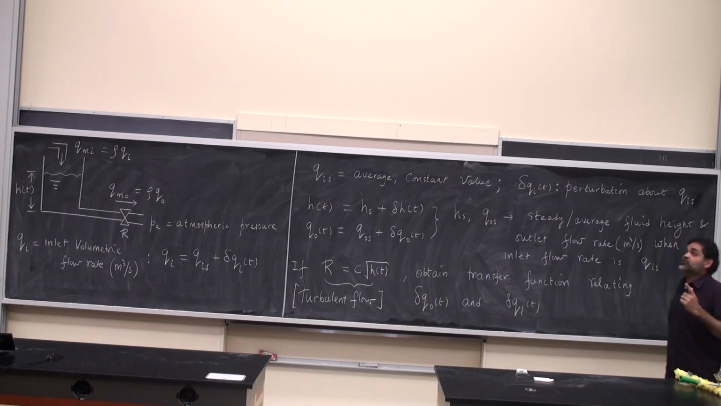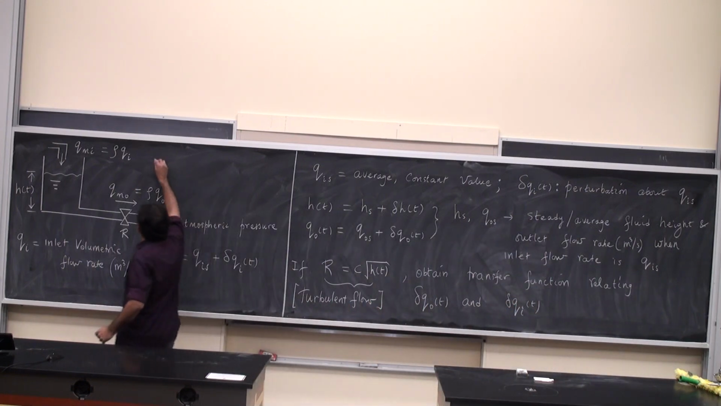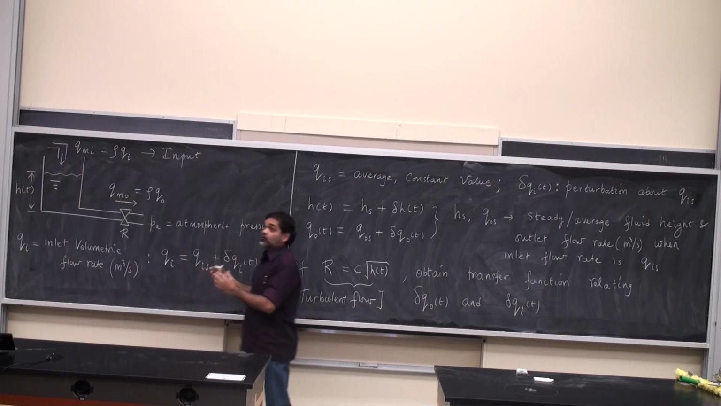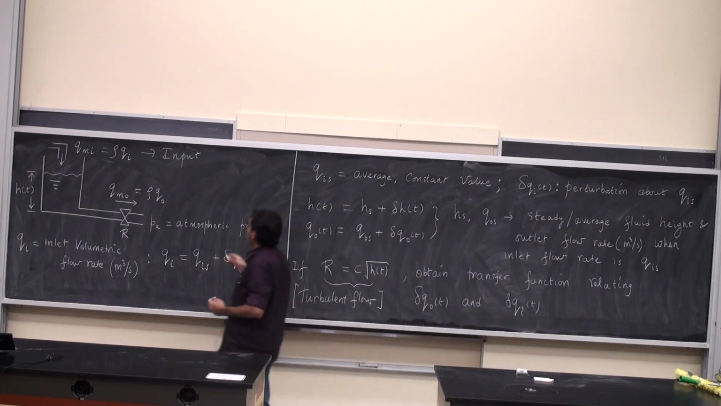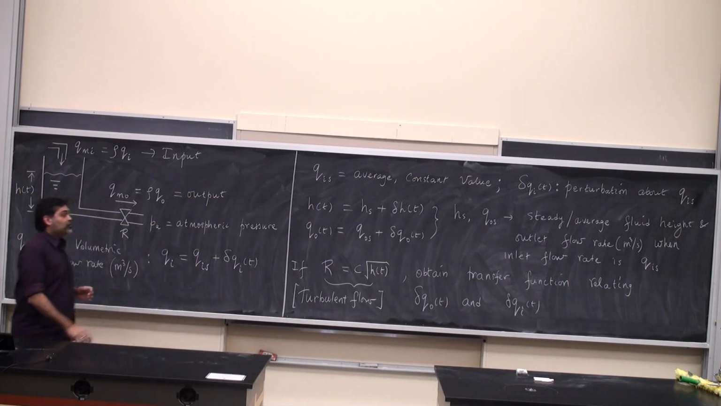If I know the transfer function, and if I know the input to the system, what's the input to the system? This is the system input. What is the output of the system? The output of the system is the flow rate that's coming out. Right, so this is the system output. And obviously the transfer function is going to relate the input and the output.